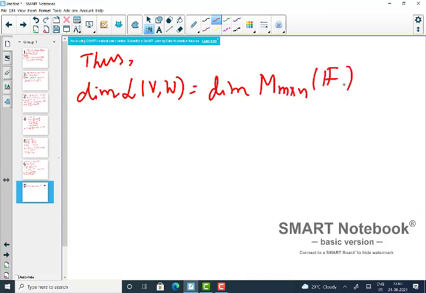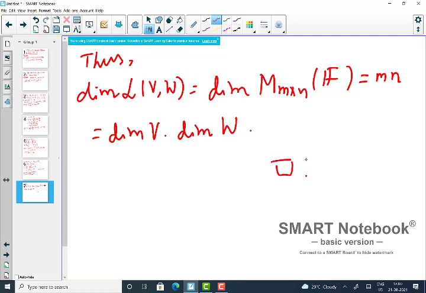Now recall, for matrices we discussed that the elementary matrices form a basis, and there are exactly m cross n elementary matrices, so this will actually be m into n, right? And hence, what is m? m is nothing but the dimension of V, and n is nothing but the dimension of W. Okay, so the dimension of L(V,W) is nothing but the product of the individual dimensions when V and W are finite dimensional. So you can easily find out these results.